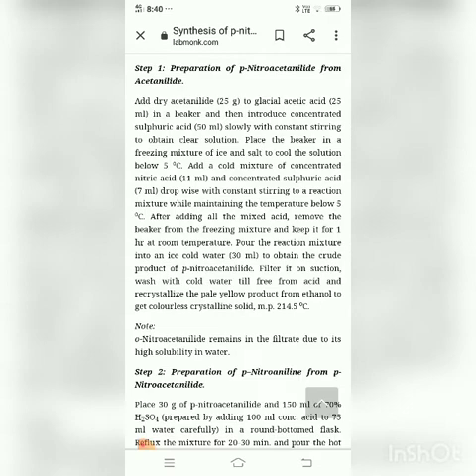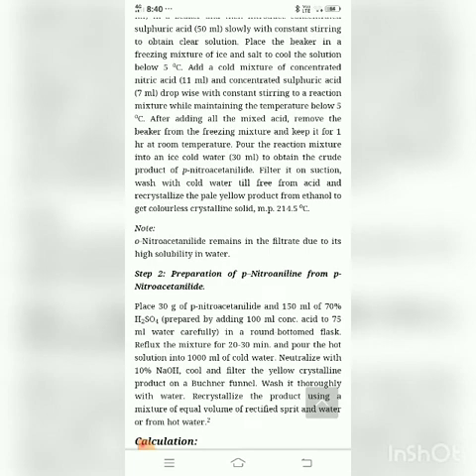After adding all the mixed acid, remove the beaker from the freezing mixture and keep it for 1 hour at room temperature. Then pour the reaction mixture into 30 ml of ice cold water and obtain the crude product of p-nitroacetanilide. Filter it on suction and wash it with cold water until free from acids, and recrystallize the pale yellow product from ethanol to get a colorless crystalline solid. Its melting point is 214.5 degrees Celsius. O-nitroacetanilide remains in the filtrate due to its high solubility in water.